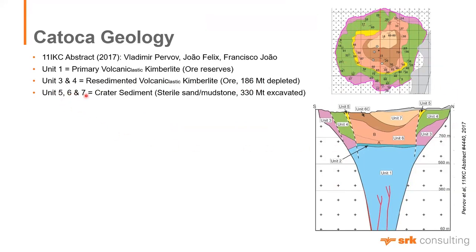Units 5, 6, and 7 are crater sediment. That's this stuff in light brown and the stuff in yellow. It's a crater basin that's sitting right in the middle. John Ward described something similar sitting in the middle of Kao, except it was filled with basalt. In the case of Angola, it's filled with sterile sand or mudstone. 330 million tons of this stuff has been excavated.